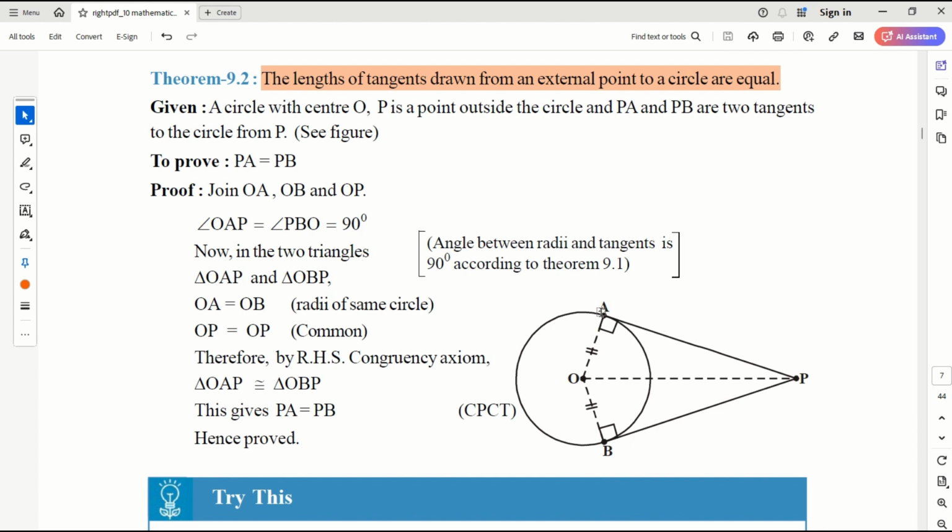We know that the radius makes 90 degrees to the tangent. So you have two triangles here. What are the two triangles? OAP and OBP. These are the two triangles. If you see, both are congruent. How? These two sides are the same, both are radius. You have 90 degrees. You have another common side.